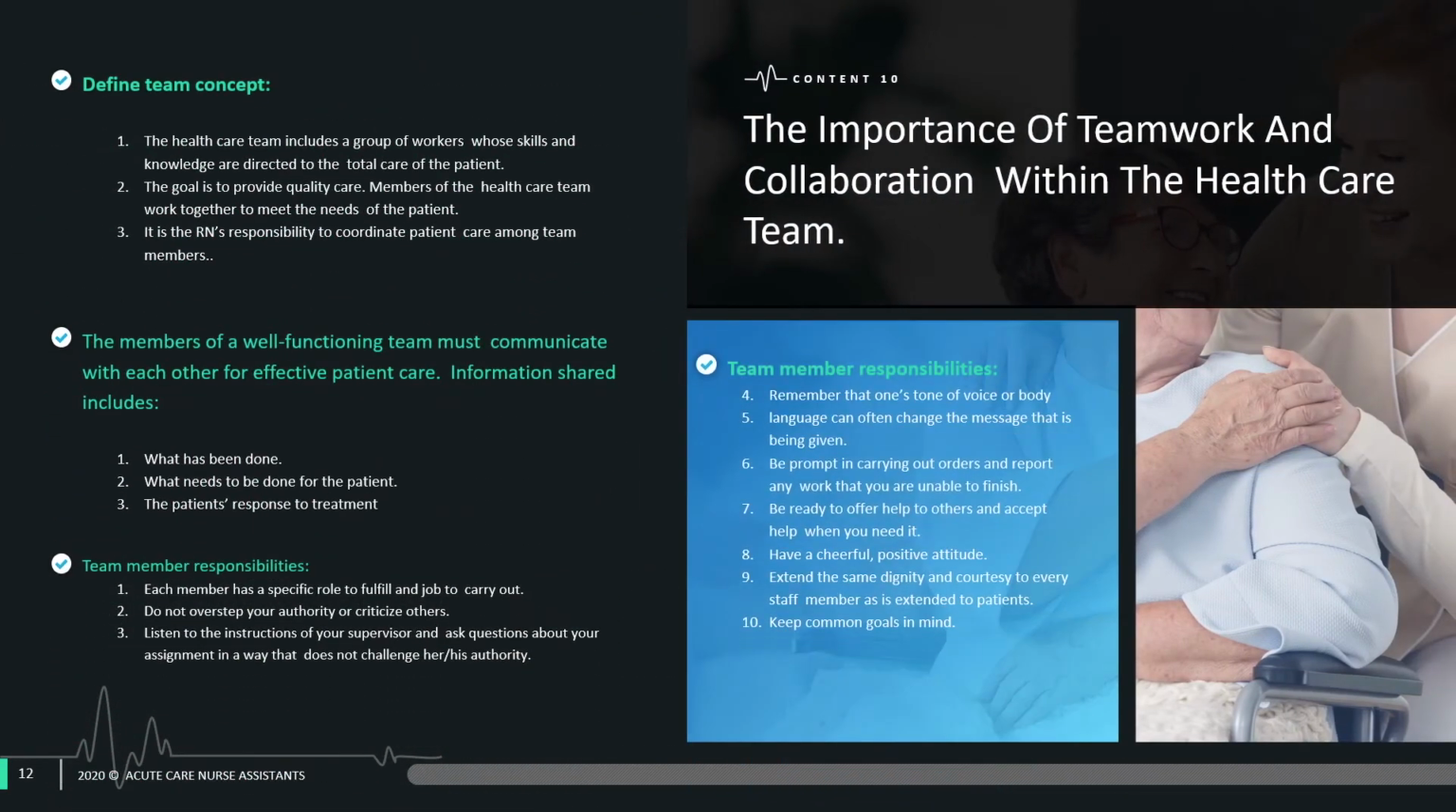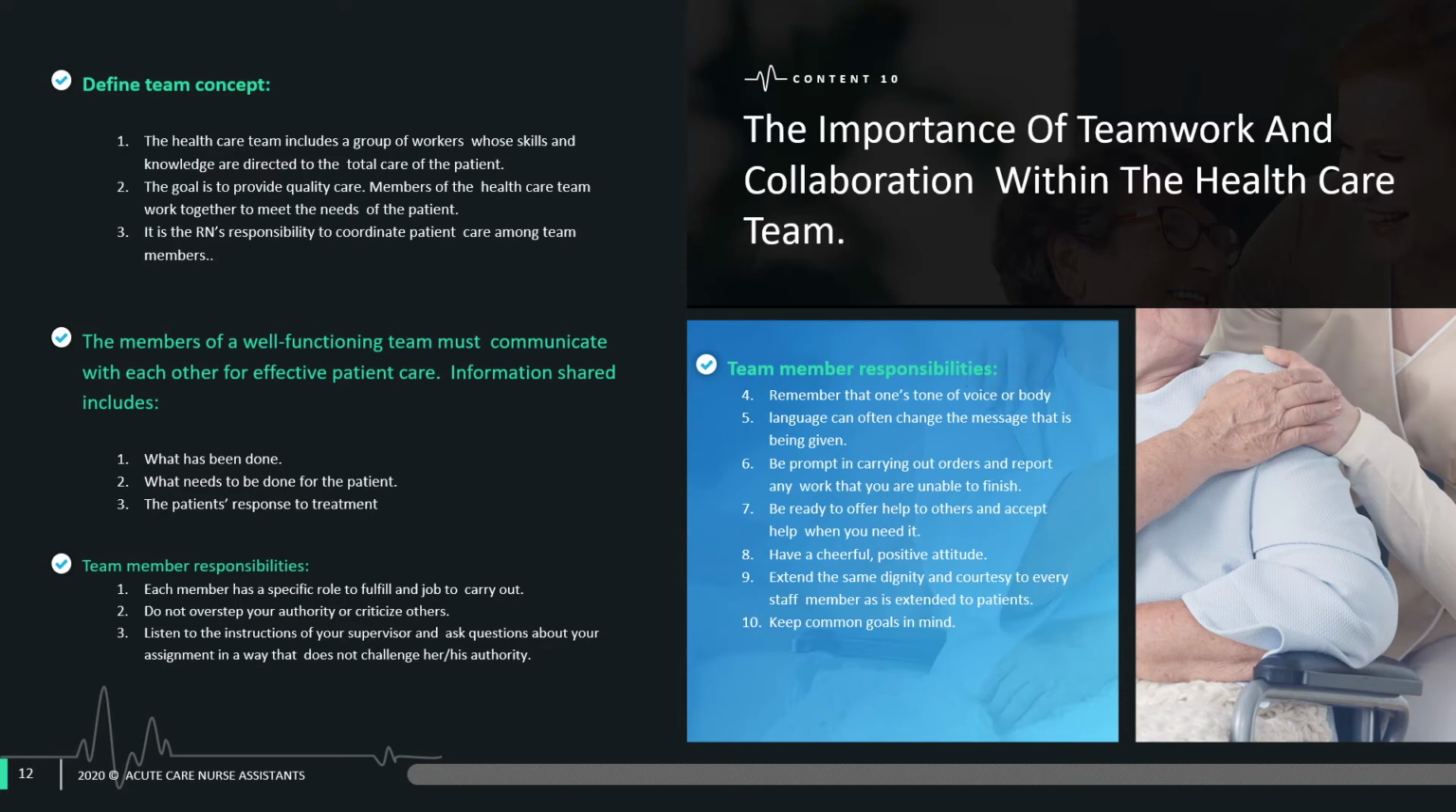Content 10. The importance of teamwork and collaboration within the healthcare team. Define team concept. The healthcare team includes a group of workers whose skills and knowledge are directed to the total care of the patient. The goal is to provide quality care. Members of the healthcare team work together to meet the needs of the patient. It is the RN's responsibility to coordinate patient care among team members. The members of a well-functioning team must communicate with each other for effective patient care.